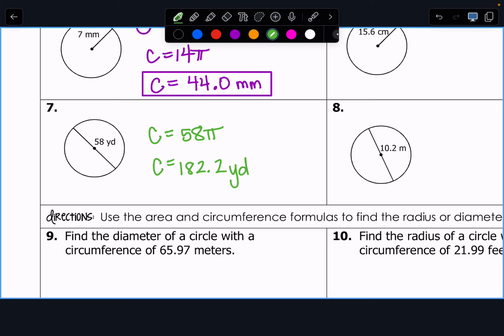As I am eavesdropping on conversations, I heard one group say, it's just 58 pi since 58 is the diameter. And if we take 58 times pi, we get 182.2 yards.